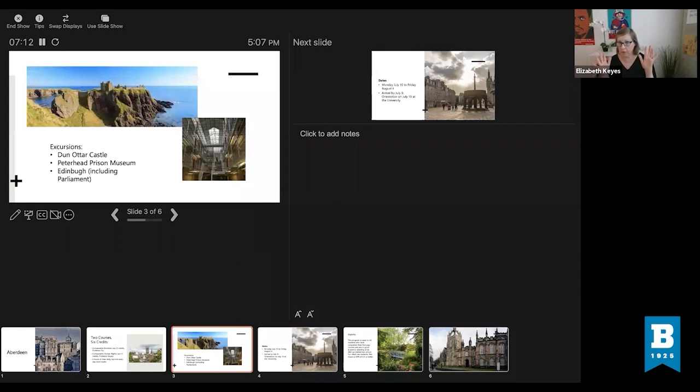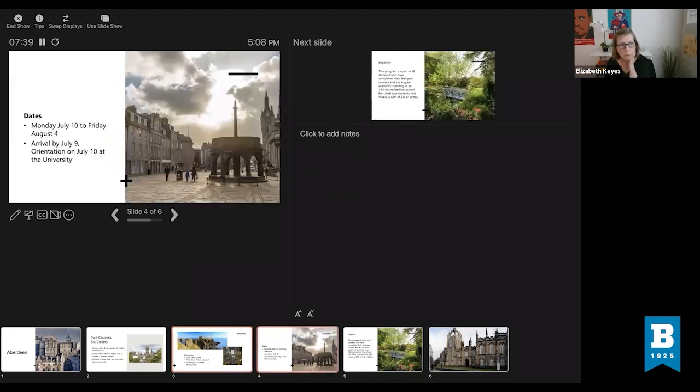In terms of those excursions, 2 of them are pictured here. Sorry, the castle is blurry. That's Dunnottar Castle. There's no real course tie-in to either of our courses, but it's a cool outing. And then the Peterhead Prison Museum is pictured in the bottom right, and that does tie in to some of the criminal legal system and human rights. And then there's also a tour to Edinburgh to visit Parliament, and around Edinburgh typically as well.